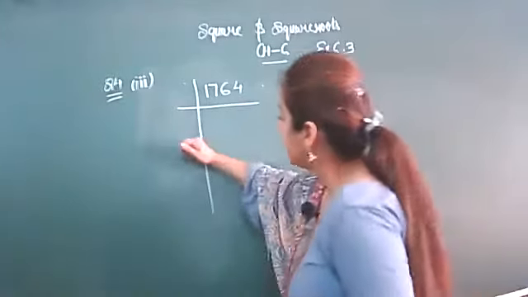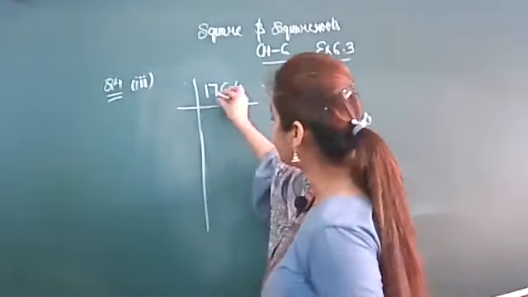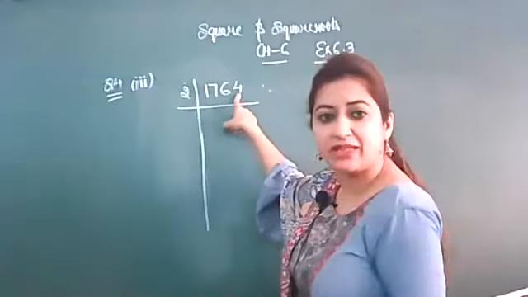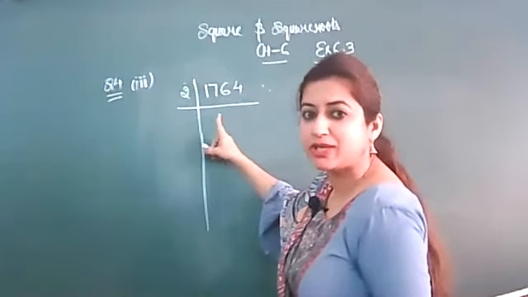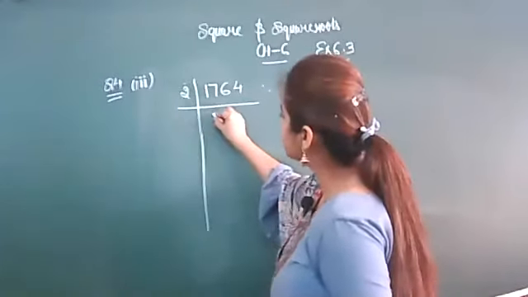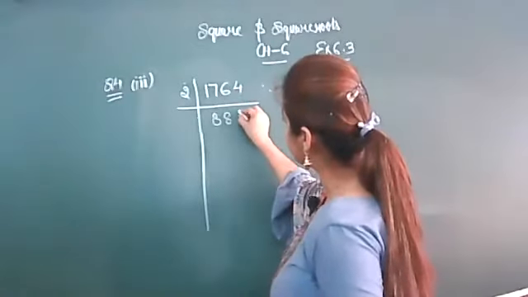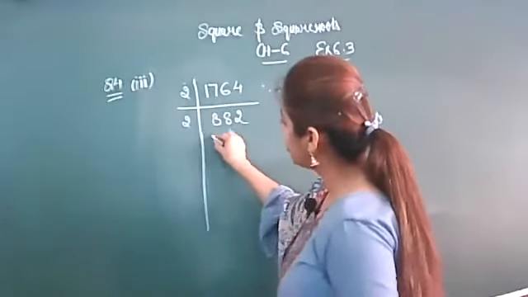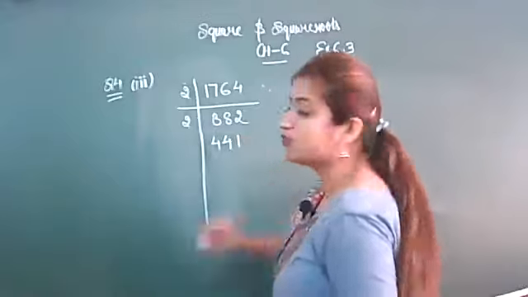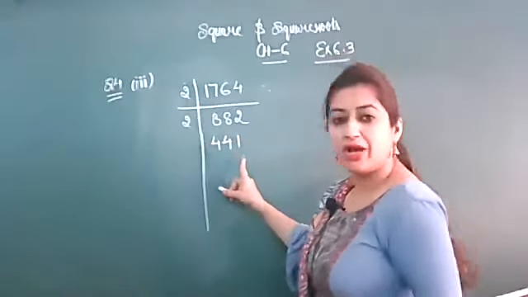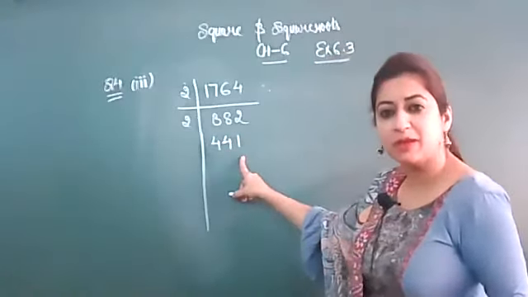We are starting. We have to find the square root of this number. So 4 is there at the last place, so it is divisible by 2. It is an even number. So 2 8s are 16, 2 2s are 4, 2 4s are 8, 2 1s are 2. Now 1 is here. It is not divisible by 2 again.